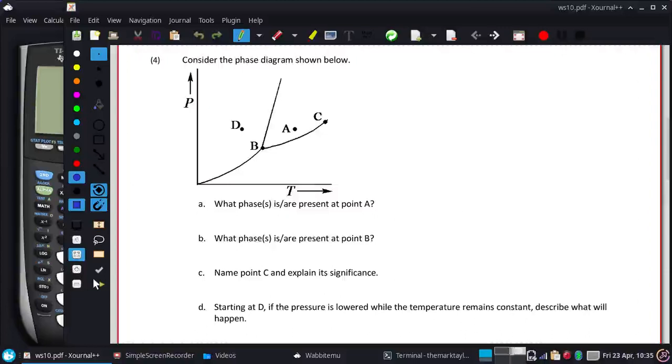Okay, so we're looking at question 4 here. It says consider the phase diagram. Now what's written there, that diagram, is a very standard phase diagram. About the only thing you'll ever see that kind of changes is sometimes this line that's going from B and kind of straight up will sometimes be angled at a backwards slope, so going back towards the y-intercept. But most substances, like this one, go up.